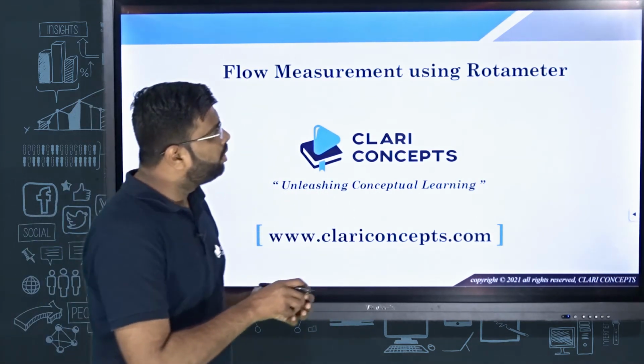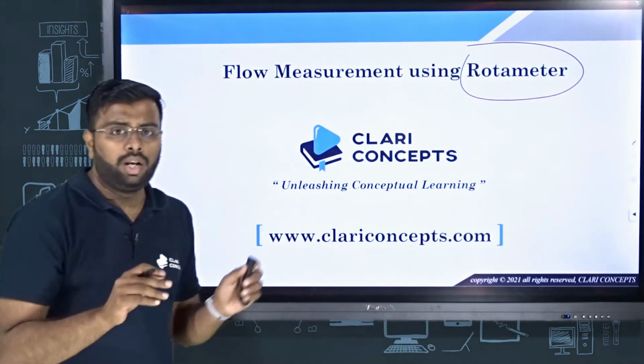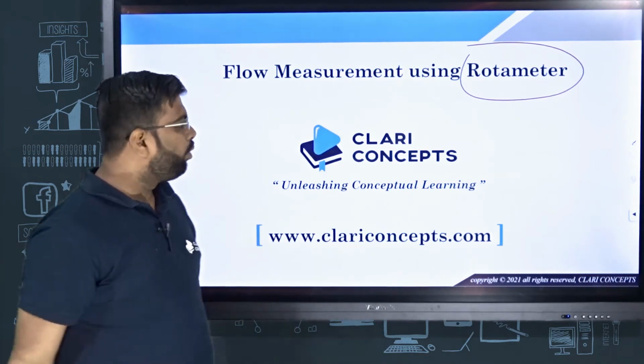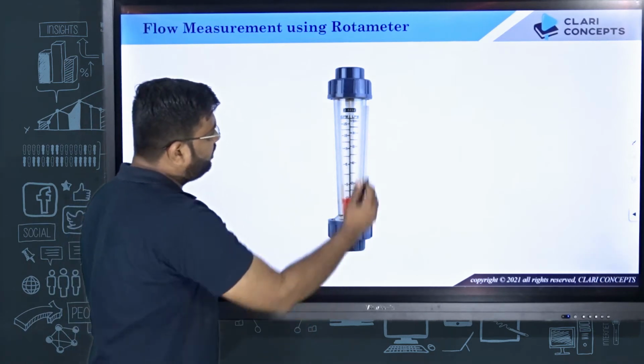Today we will talk about another device called the rotameter, which is very interesting and very simple. No calculation is required to measure the flow rate using a rotameter. So let us see what that is. The rotameter is a simple device. This is the real image of a rotameter.